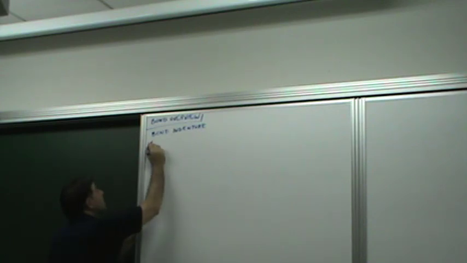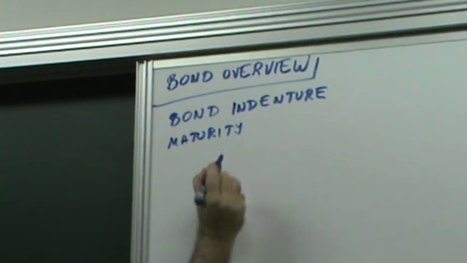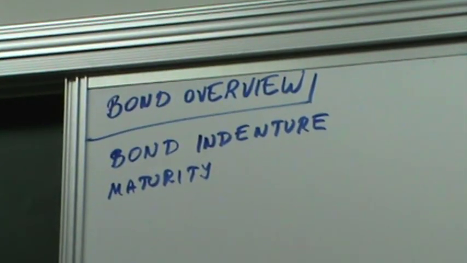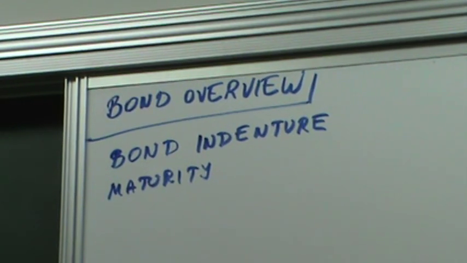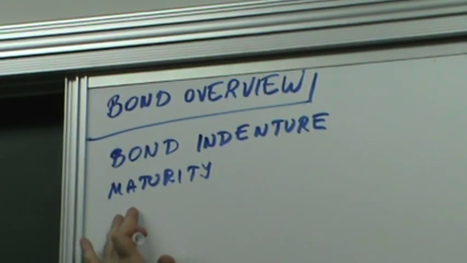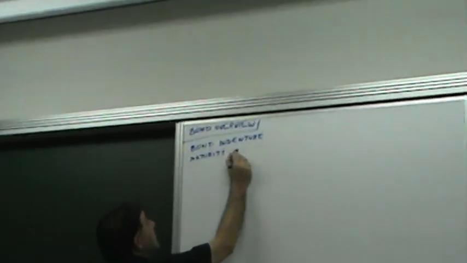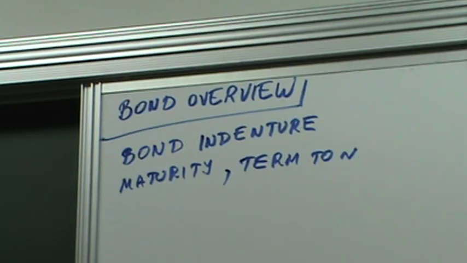The first one I already covered. Maturity. The life of security when it's going to be paid in full. Sometimes it's called term to maturity. So you can have term to maturity, 5 years.